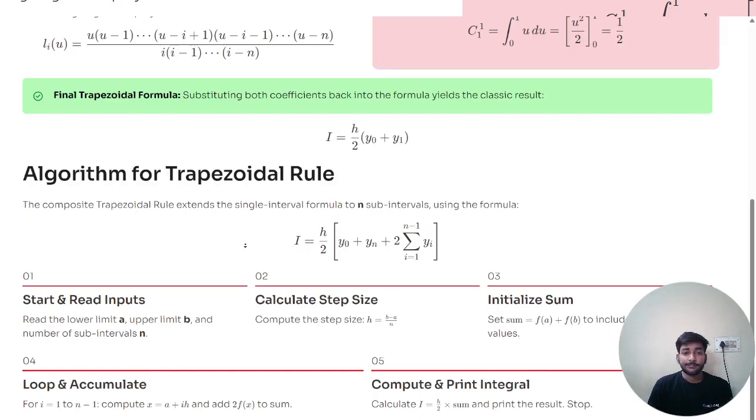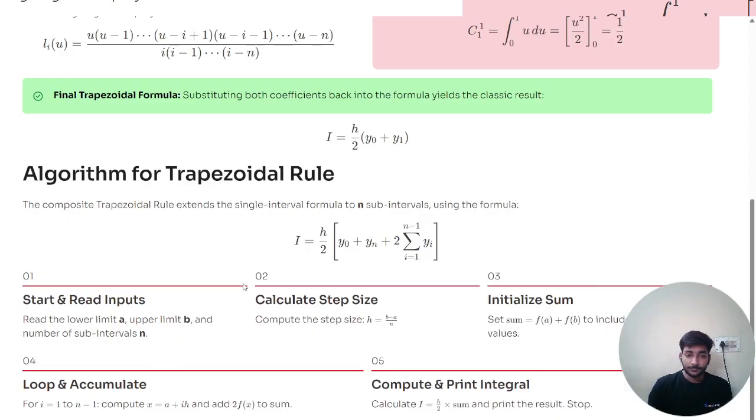Now let's see the algorithm of the trapezoidal rule. For the first step, we start and read the values of the lower limit, the upper limit, and the number of sub-intervals. Then we calculate the step size h. The formula for calculating h is equal to b minus a, that is upper limit minus lower limit, divided by the number of terms n. Then we initialize the sum equal to f(a) plus f(b) to include the endpoint values.